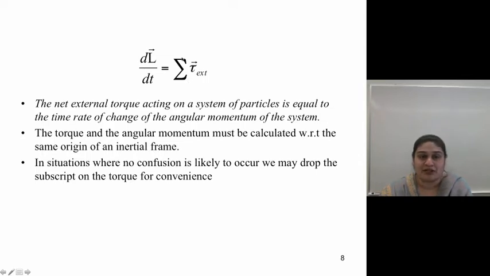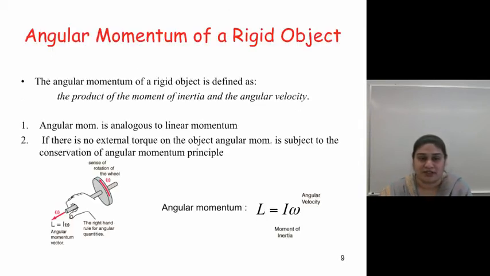The net external torque acting on a system of particles is equal to the time rate of change of angular momentum of the system. Note, the total angular momentum must be calculated with respect to the same origin in an inertial frame. And in situations where there is no confusion likely to occur, we drop the subscript on the torque for convenience.